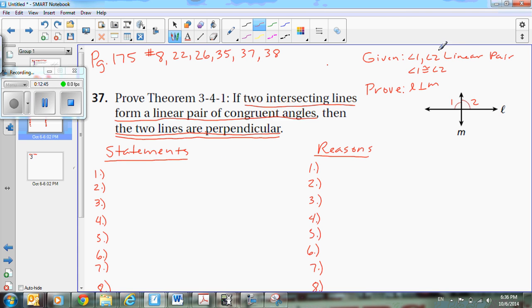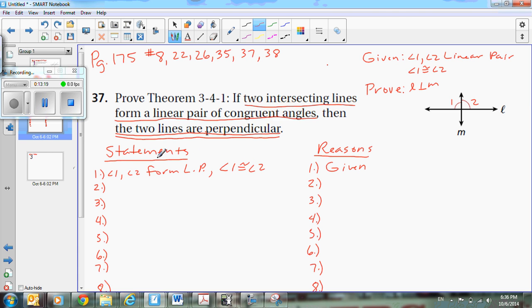I'm going to put both of our pieces of given information in one statement. So we are going to assume that angle 1 and angle 2 form a linear pair, and to save space I'm going to abbreviate that. Okay, and we're also going to assume that angle 1 is congruent to angle 2. All right, why is that true? Because we said so. That's why we're just going to assume that those two pieces of information are true.